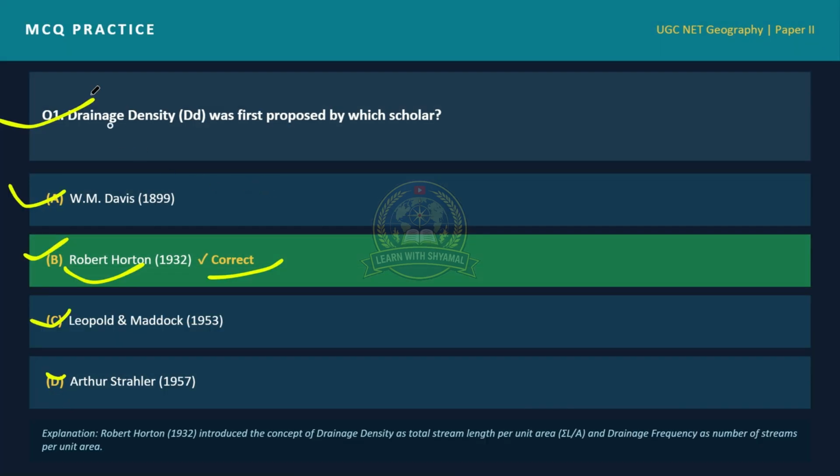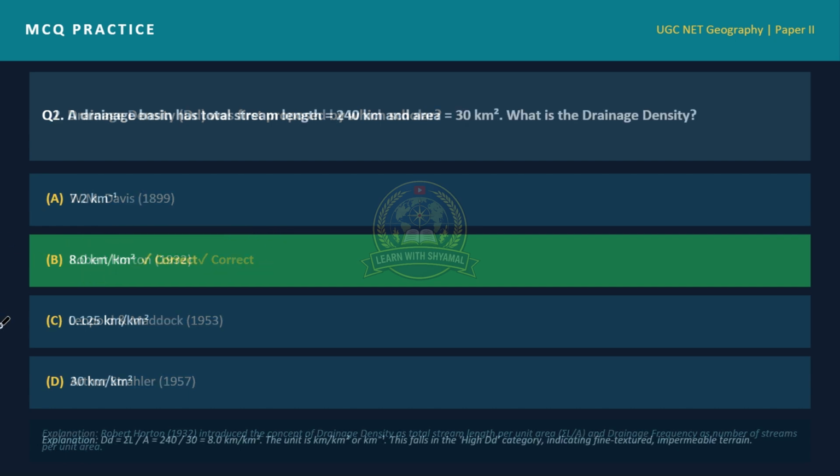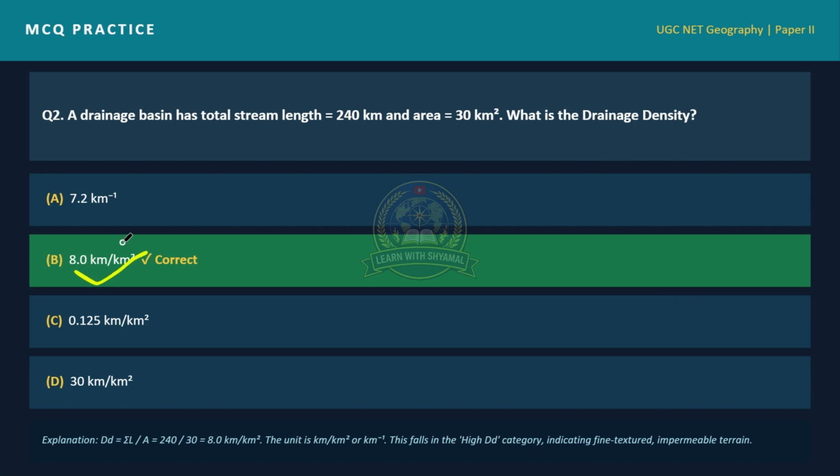Okay, now some MCQ practice questions. Question number 1: drainage density, DD, was first proposed by which scholar? Correct answer option B, Robert Horton, 1932. Question number 2: a drainage basin has total stream length 240 km and area 30 square kilometers. What is the drainage density? Correct answer option B, 80 km per square kilometer.